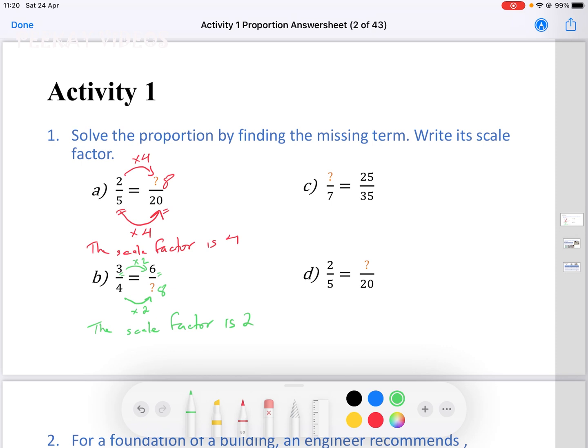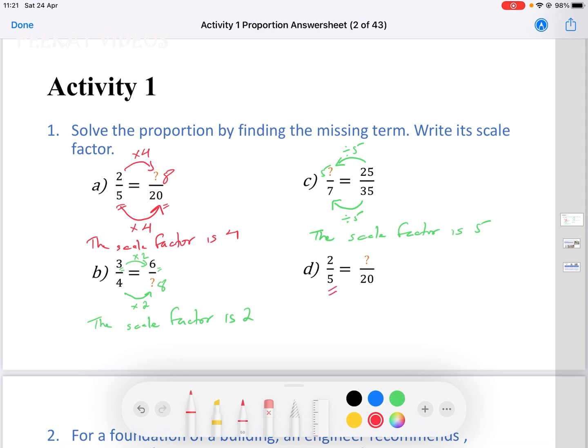Now looking at question number C. Here both have the denominator, so we compare the denominator. We can either say 7 times how much is 35, or we can say 35 divided by how much is 7. 35 divided by 5 is 7. Therefore, for the numerator also we divide by 5 and we get 5. Yes, the missing term is 5 and the scale factor is also 5 because we are dividing by 5.